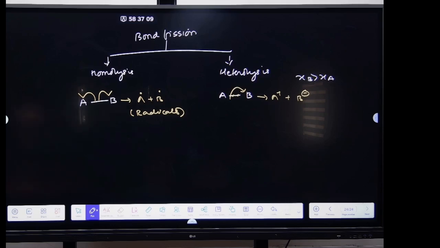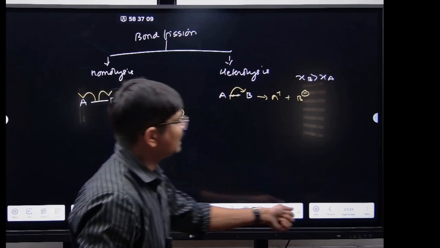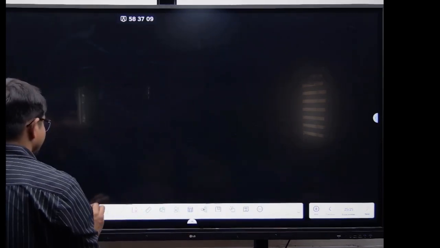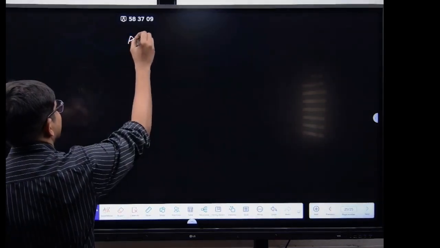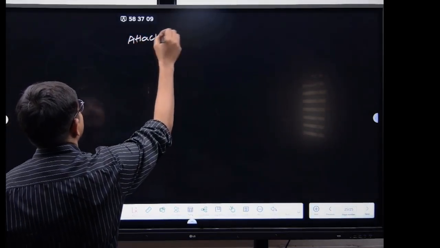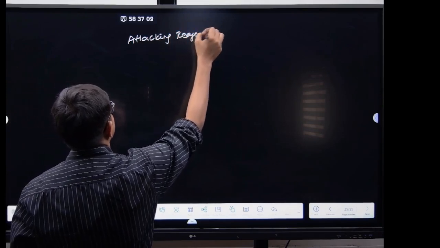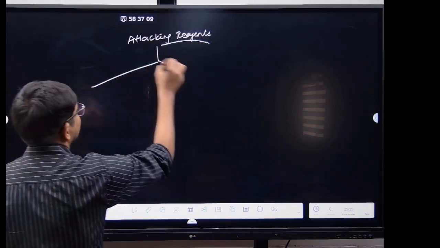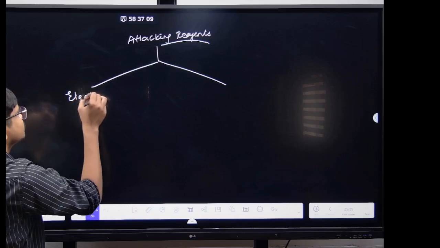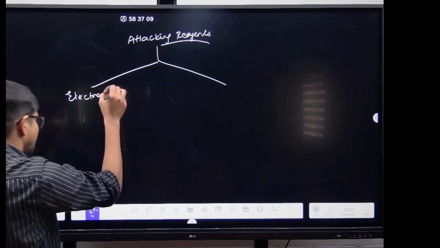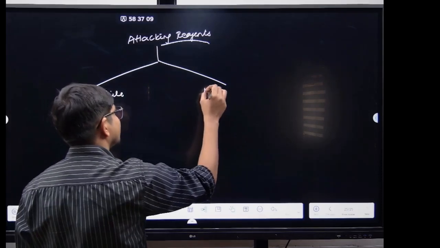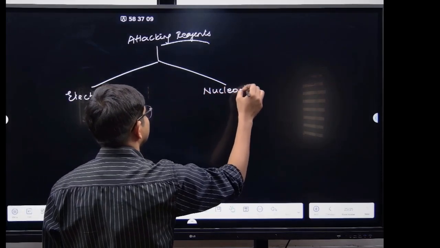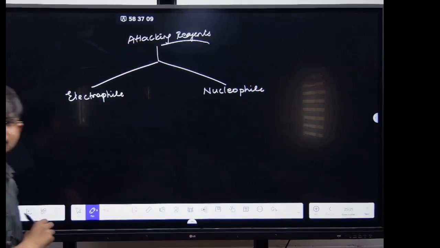Clear? Now the next topic is attacking reagents. What do you mean by attacking reagents? One is your electrophile, and the second one is your nucleophile. Got it? Understood. So what do you mean by the electrophile and the nucleophile?